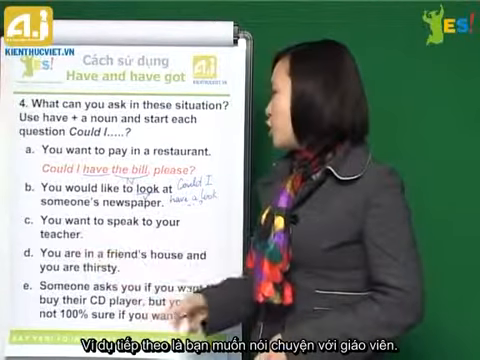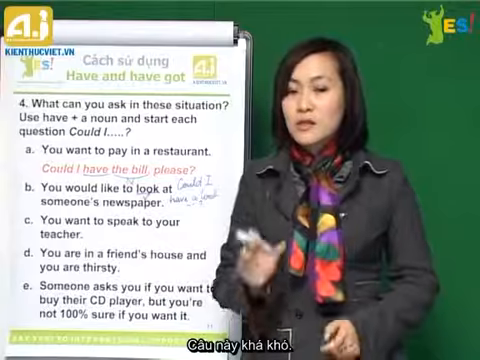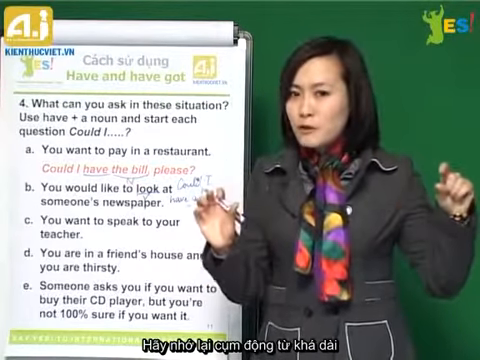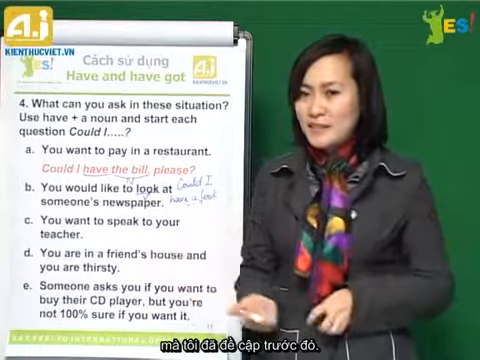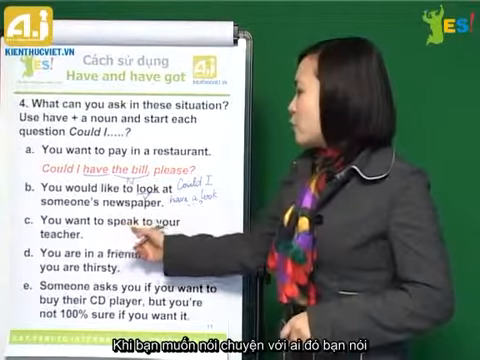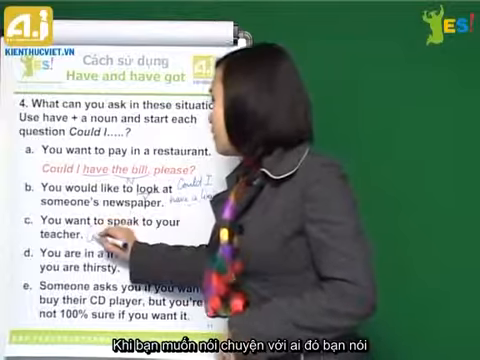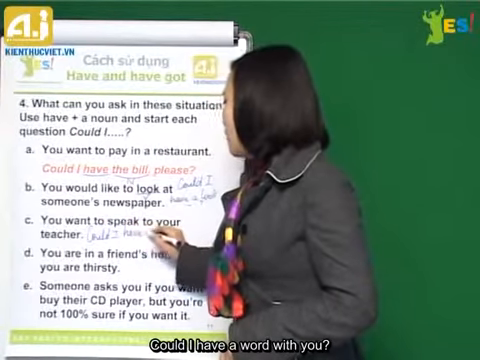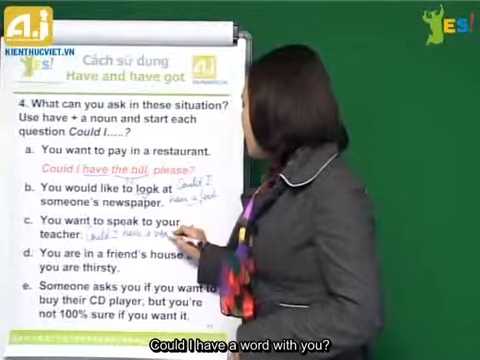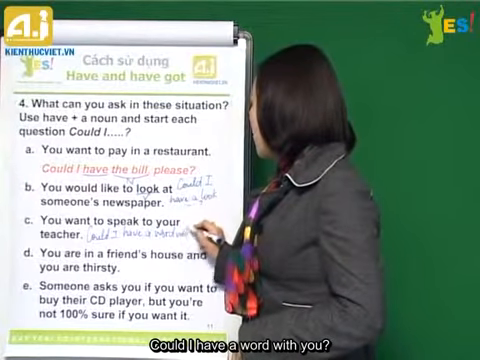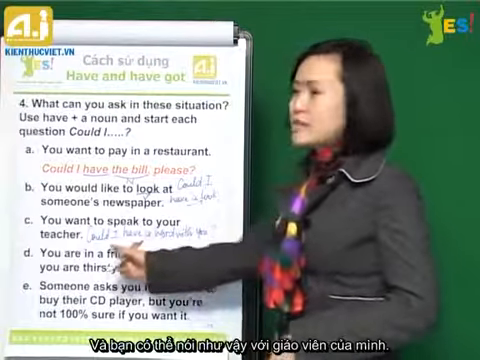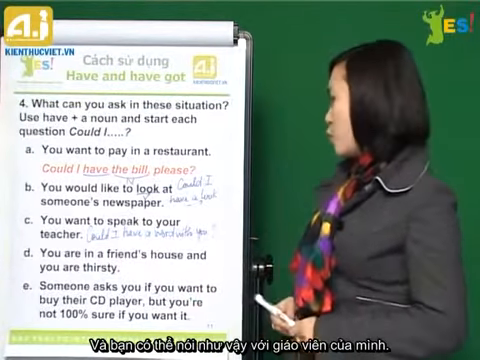Or the next one, you want to speak to your teacher. This one is a little bit difficult. Remember the verb phrase is pretty long at the beginning of the lesson that I noted about. If you want to speak to someone, you can say, "Could I have a word with you?" So you can say this to your teacher. "Could I have a word with you?"